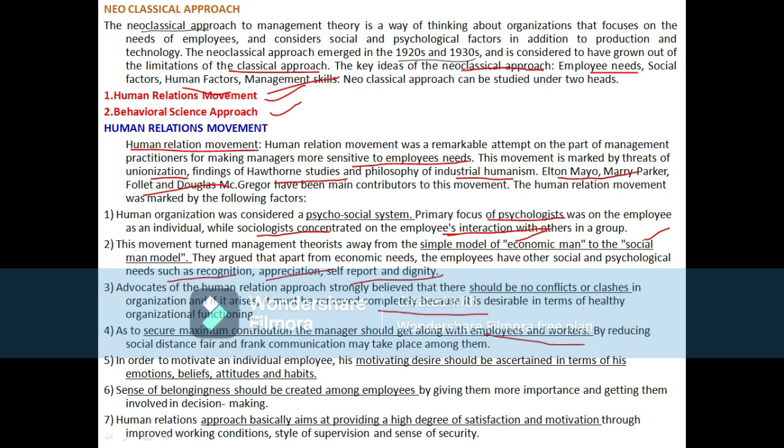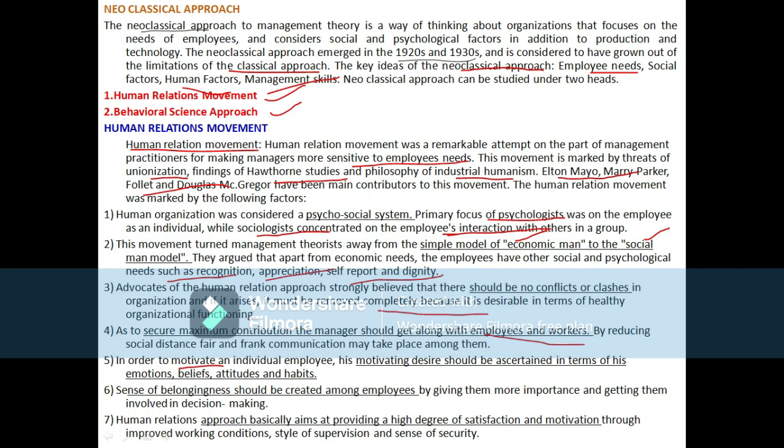And in order to motivate an individual employee, his motivating desire should be ascertained in terms of his emotions, beliefs, attitudes and habits. So how can we motivate the individual employee? First of all, we have to ascertain the motivating desire of that particular employee. So we have to show concern towards their emotions, their beliefs, their attitudes and habits.